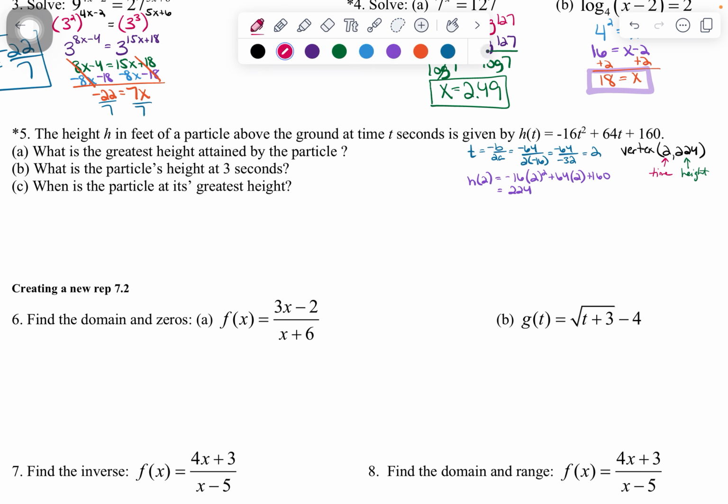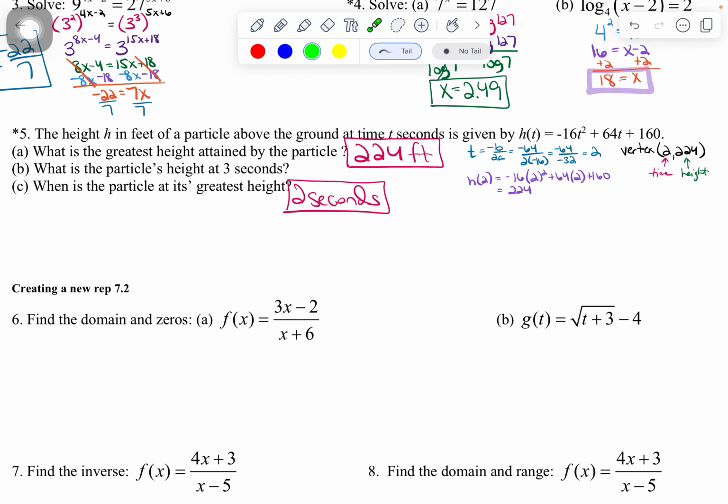That is going to be 224. This is in feet, so feet. All right, and when is the particle at its greatest height? That is a time of 2 seconds, because time is in seconds for this question.